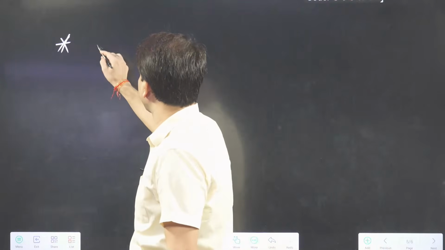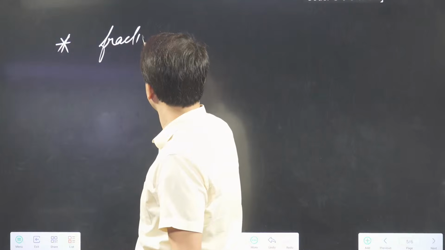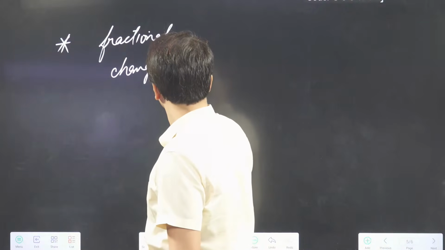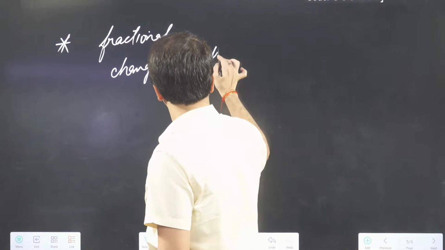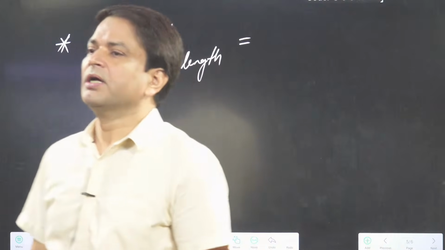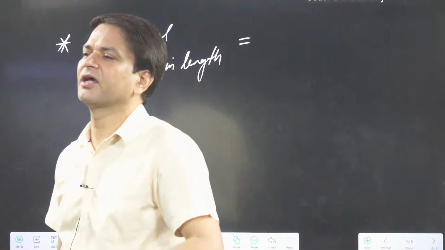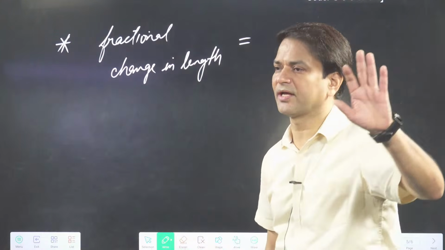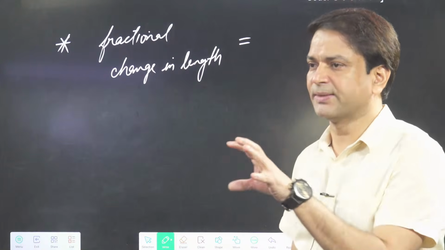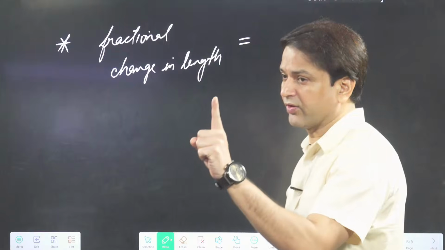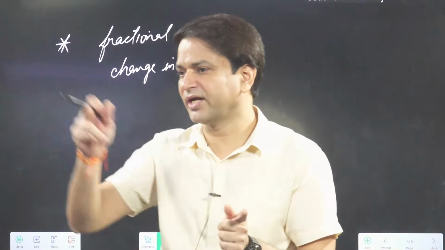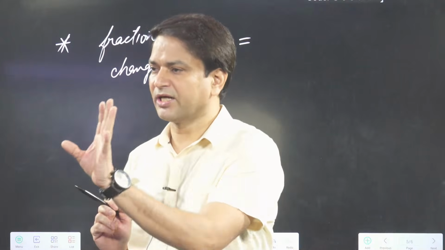Next thing, suppose I am saying fractional change in length. Fraction means in a 1. So fractional change means fractional error, fractional change. In every chapter of physics we will use this. Fractional change means change upon original. Fraction means in a 1. So length L changes by delta L. So in one length, how much change? Delta L by L. So fraction means in a 1 we are defining.